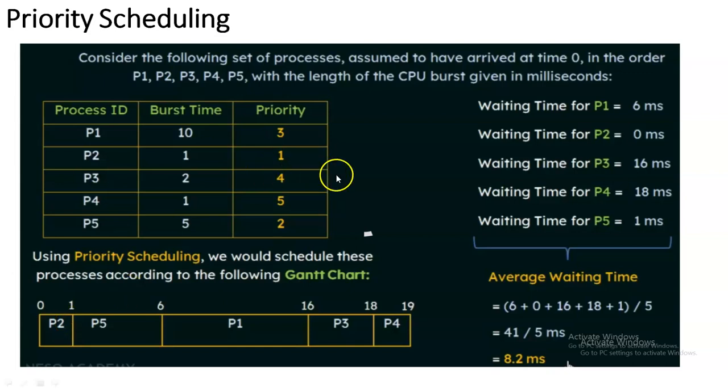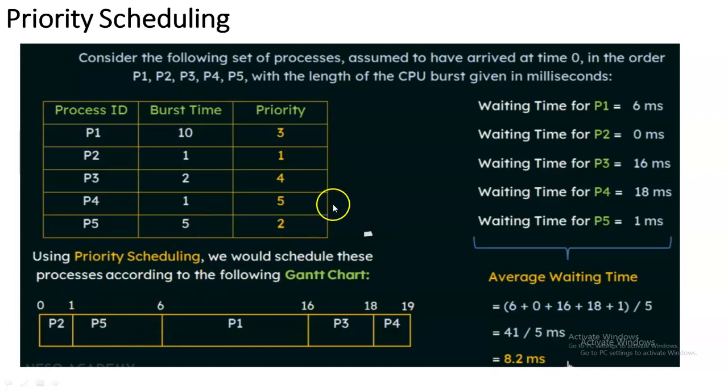Next priority goes to P5. After 1, 2, the next priority goes to P5. So after P2, P5 is scheduled to the CPU. The burst time of P5 is 5. So 1 plus 5, the completion time of P5 will be 6.